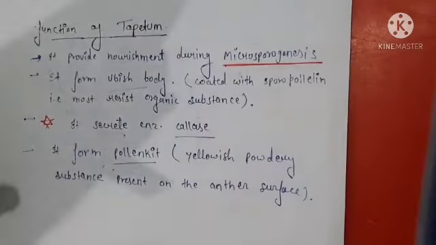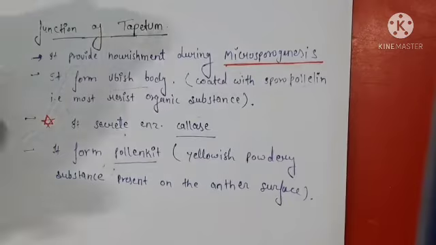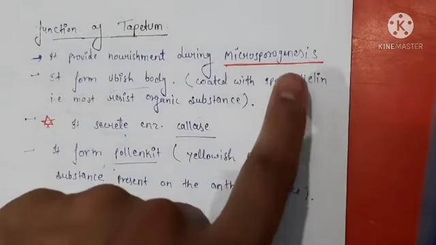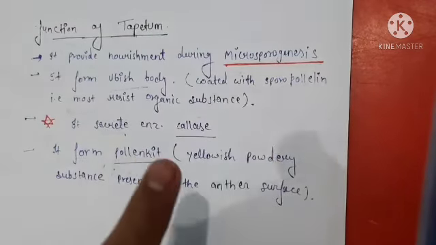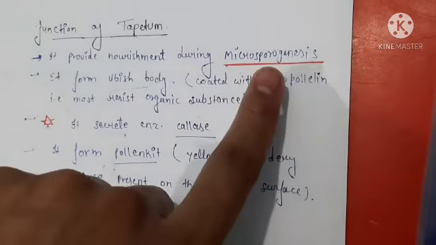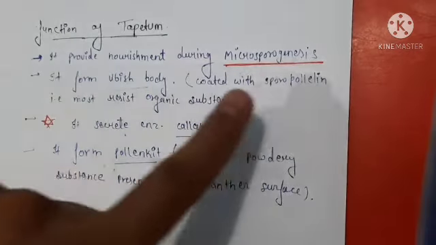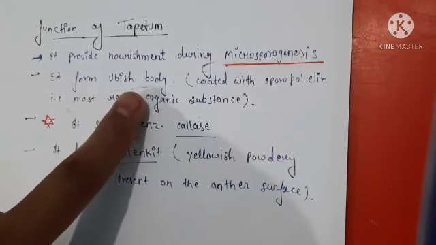Okay friends, there are four functions of tapetum. First, it provides nourishment during microsporogenesis. We will explain microsporogenesis in later videos. It is in our syllabus. We will also learn the cycle, how it is formed. So don't worry, we will explain microsporogenesis. Second, it forms UV body. What is UV body?